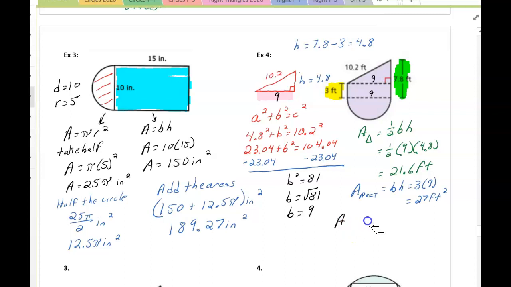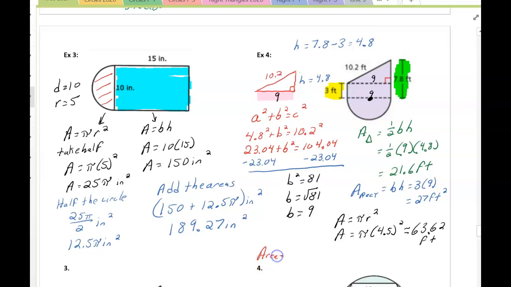And let me just find the area of a circle first, then I'll do the semicircle. So the area of a circle is pi r squared. Since the diameter is 9, this 9 is the diameter, the radius is half of 9, which is 4.5. So doing that on my calculator, I get this is approximately 63.62 feet squared. And the goal was to find the area of this purple shaded region.